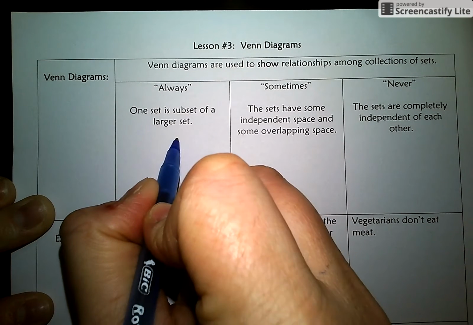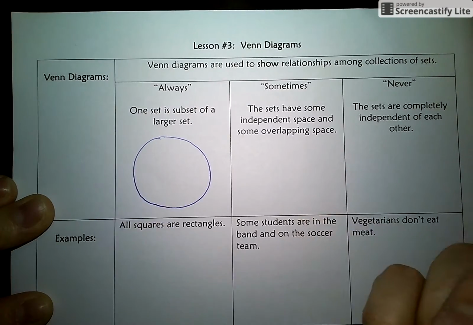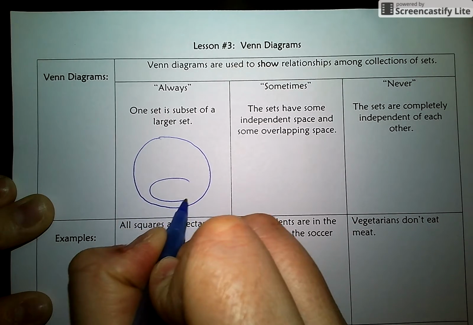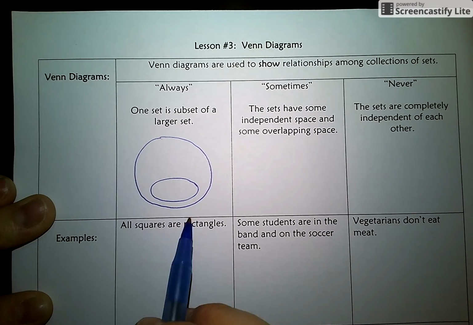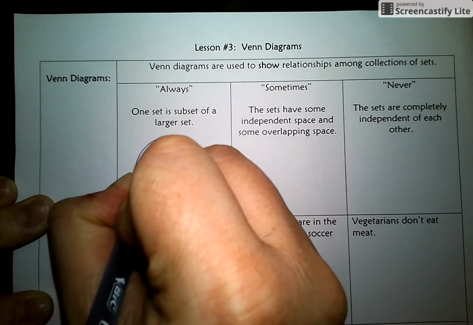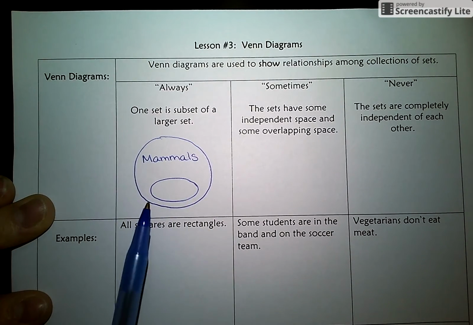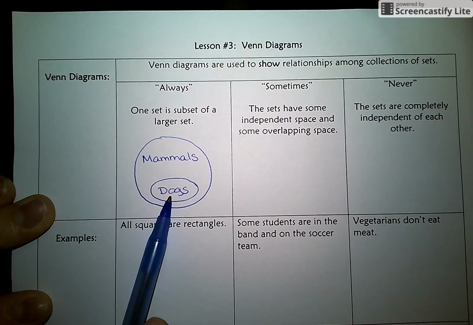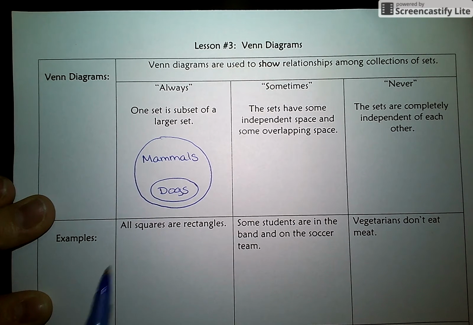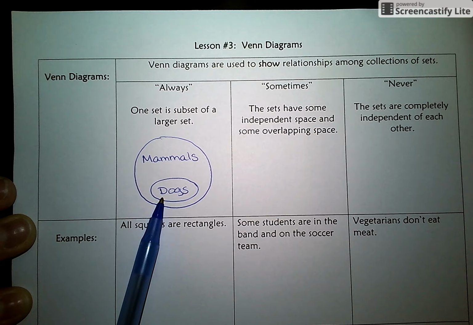For example, I'll give you a little picture here. There's bubble number 1. This is a subset of bubble number 1. Maybe bubble number 1, the large bubble, represents mammals. Maybe the smaller bubble represents dogs. All dogs are mammals. Dogs are a subset of mammals. There are no dogs that are not mammals. So a dog is always a mammal.